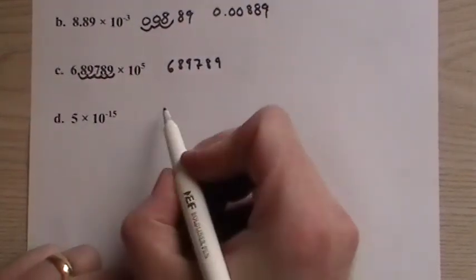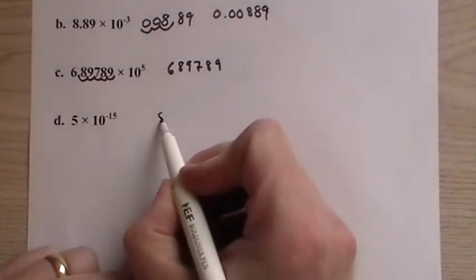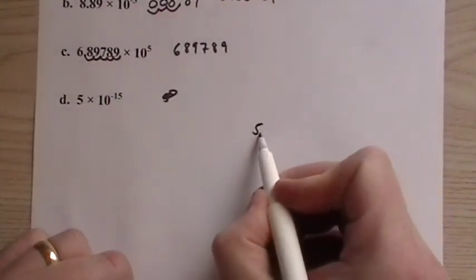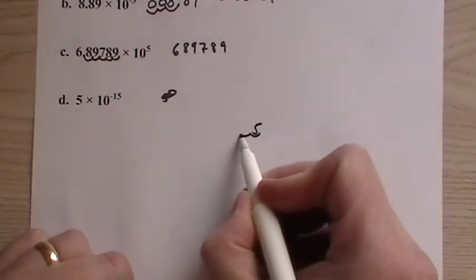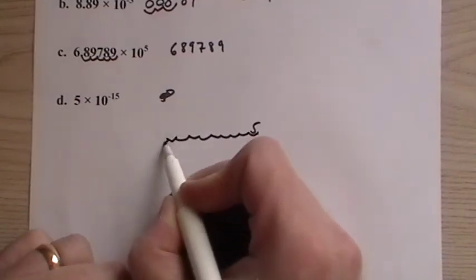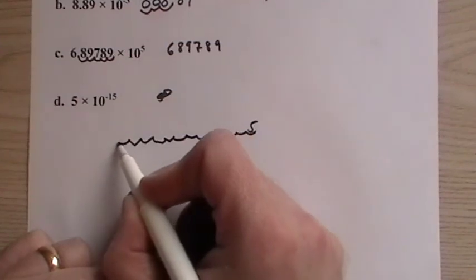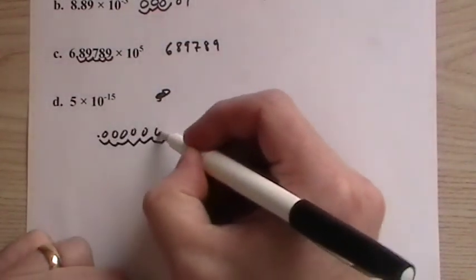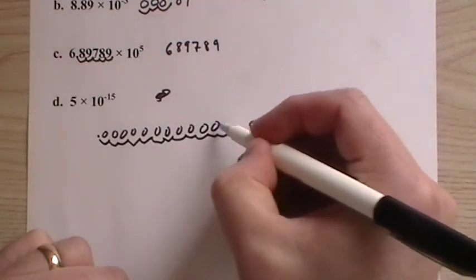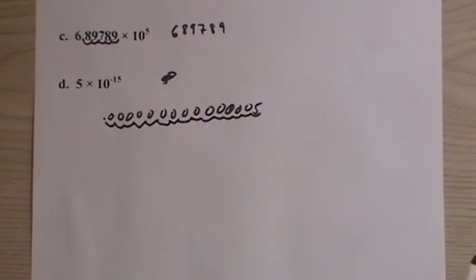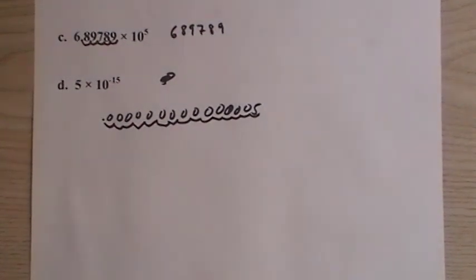This one is just to be annoying, so it'd be 5. Actually, put the 5 over here. 1, 2, 3, 4, 5, 6, 7, 8, 9, 10, 11, 12, 13, 14, 15. Kind of messy, but that's what you would have. And there you go.